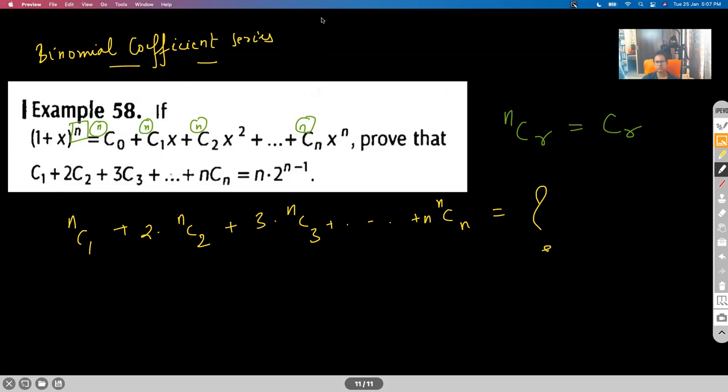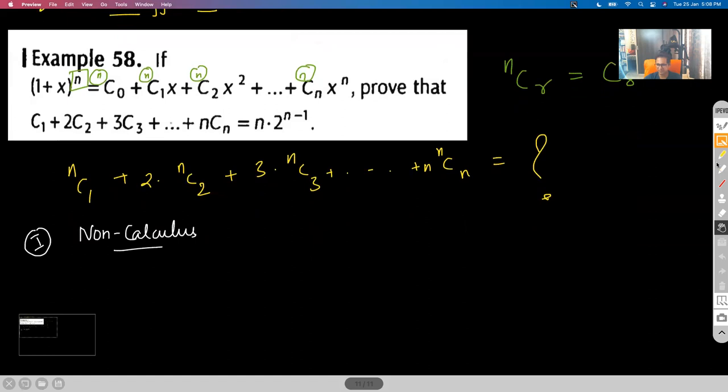Now, there are two ways to solve this question. One is by using your binomial coefficient properties, which you have learned. And the second is by the use of calculus. Some of you are already aware that we can use calculus for this purpose. So I'll start with a non-calculus approach first. Okay. Non-calculus means just by the use of your binomial coefficient properties. Okay. So how will it work? See, you're actually trying to find out, let's say I call this as S. Okay, let's say Sn, whatever you want to call it.